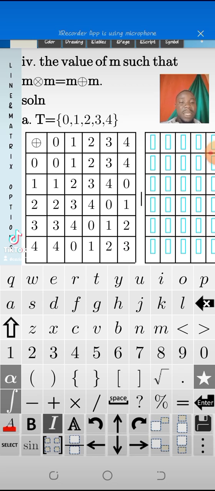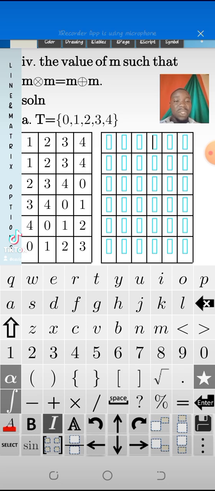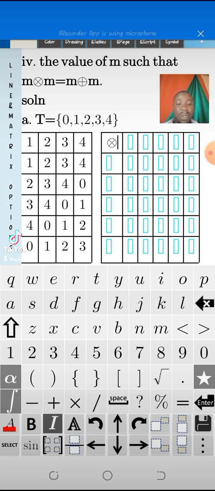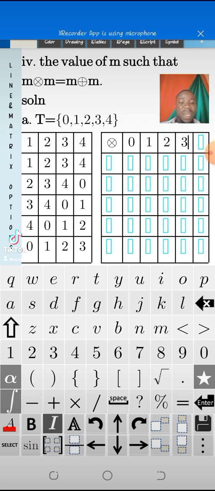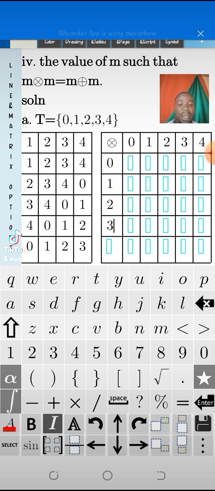Okay, now let's do the same thing for the multiplication aspect. So this is multiplication now. You still arrange your numbers 0, 1, 2, 3, and 4. And then here too you have 0, 1, 2, 3, and 4. So let's multiply now. It's going to be 0, 0, 0, 0, 0, and then here is going to be 0.